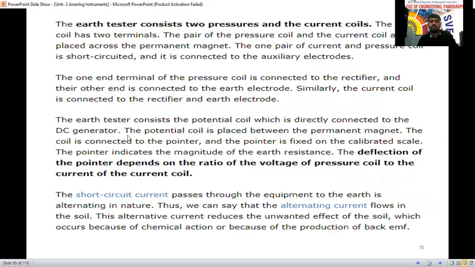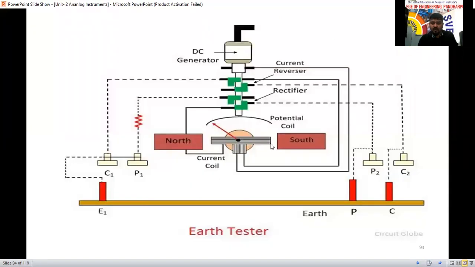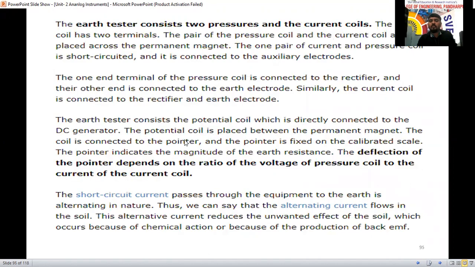Okay. So the earth tester consists of a potential coil which is directly connected to the DC generator here. It is also directly connected to the DC generator. So whatever the potential coil is there, it is placed in between the permanent magnet here now. Just think that this is the potential coil here now. Here the south pole and north pole we have used. A fixed magnetic field is produced here now. Permanent magnets we have used here now. In between this, the potential coil is placed here now. So the potential coil is placed between the permanent magnet here now.